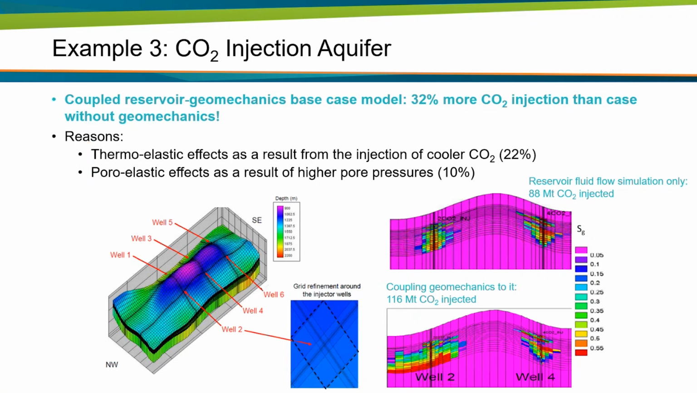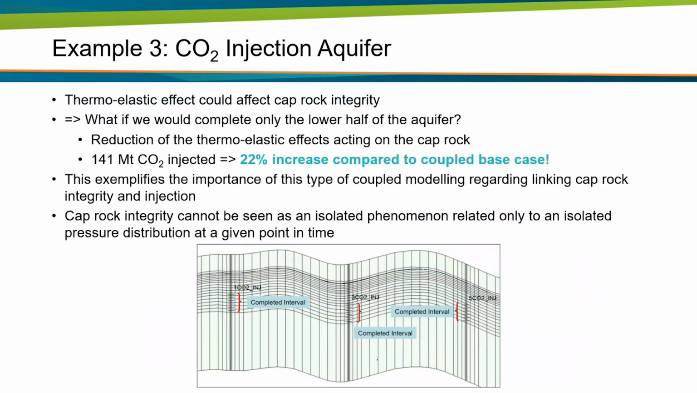Now, the modeling actually revealed that perforating the lower half of this reservoir only resulted in 22% more CO2 injection compared to the case where you perforate the entire interval, right? So that is a bit counterintuitive, but it shows the importance of this kind of numerical modeling.